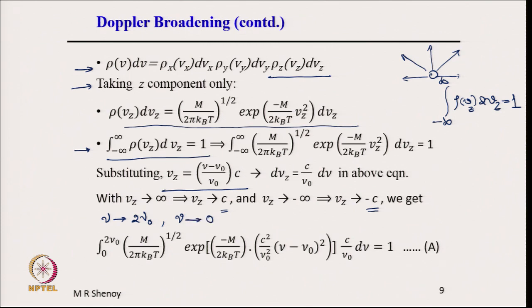And therefore, the nu integration limit after this is here 0 to 2 nu 0, m by 2 pi kBT to the power half into all of this now written. So, this is the Vz square which is replaced by this, and this is the dVz which is here, and this is equal to 1.